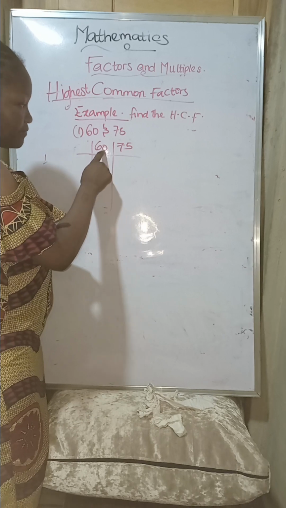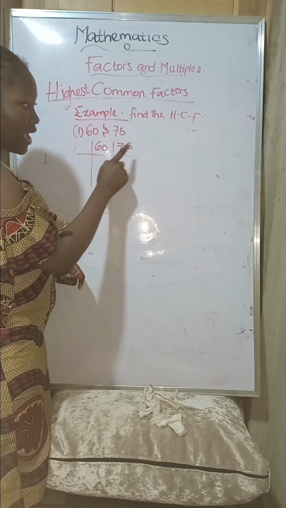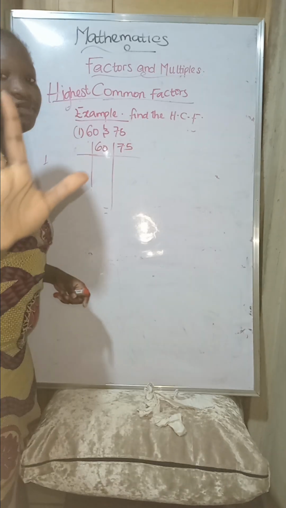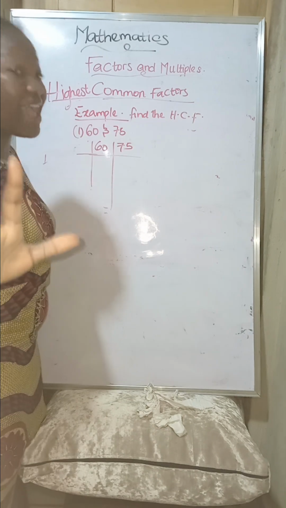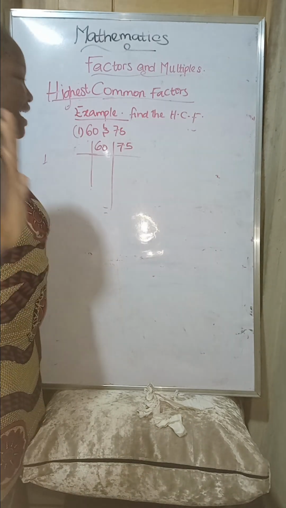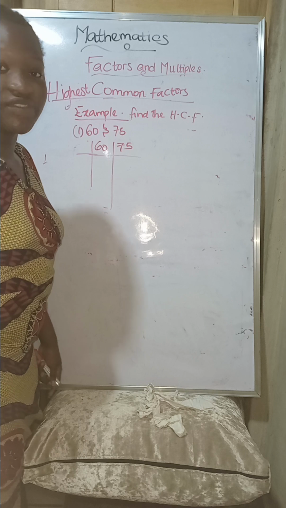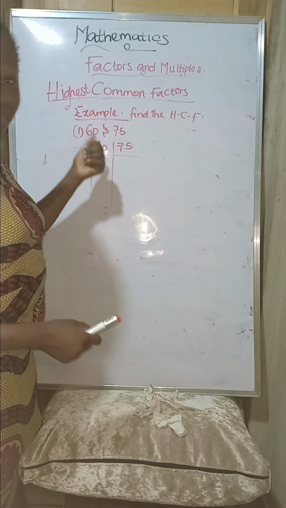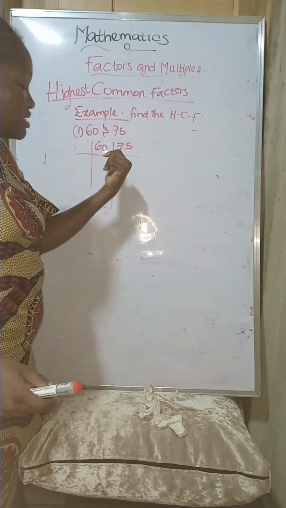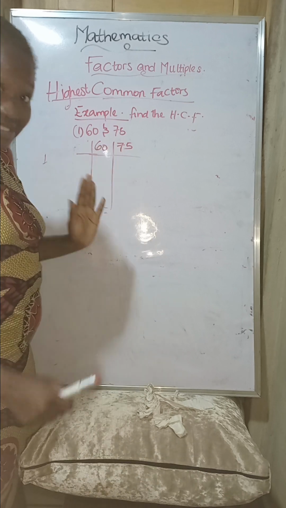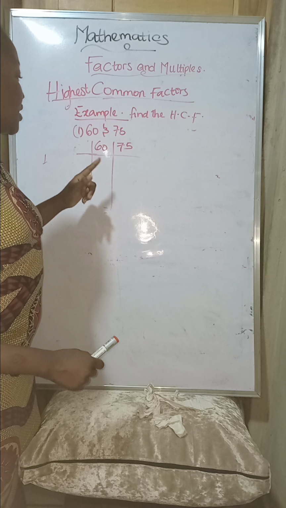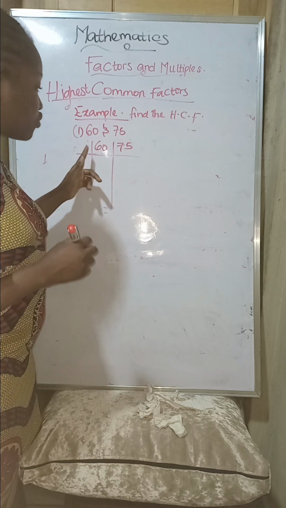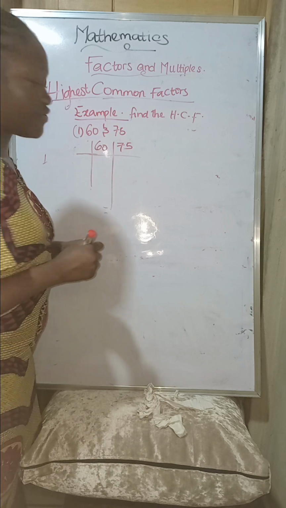Because this here ends with 0 and 5. And the divisibility rule of 5 is that any number that ends with 0 or 5 can be divisible by 5. So you should know that the first number you think of dividing by is 5. No, you start small. Do you understand me? Now we start with 3. You know 3 can divide 60, 3 can divide 75.